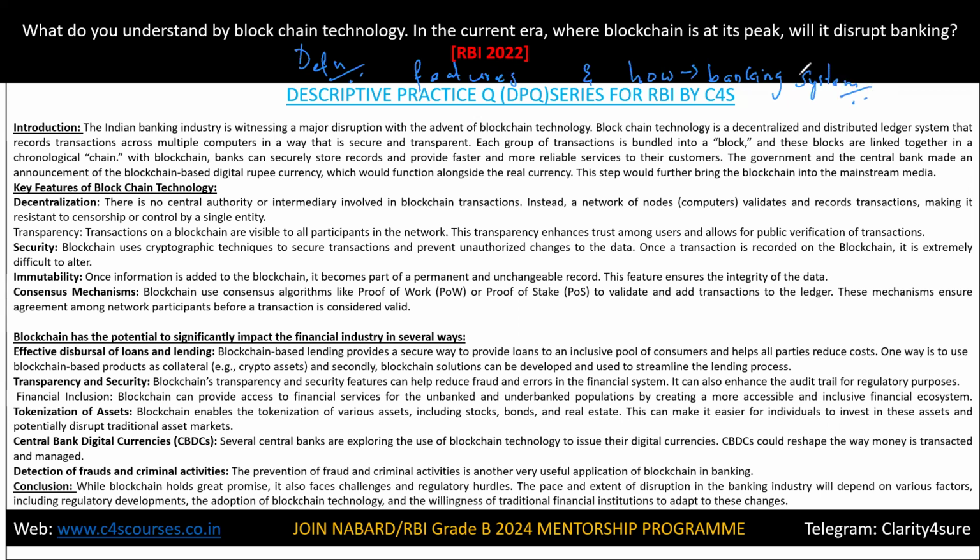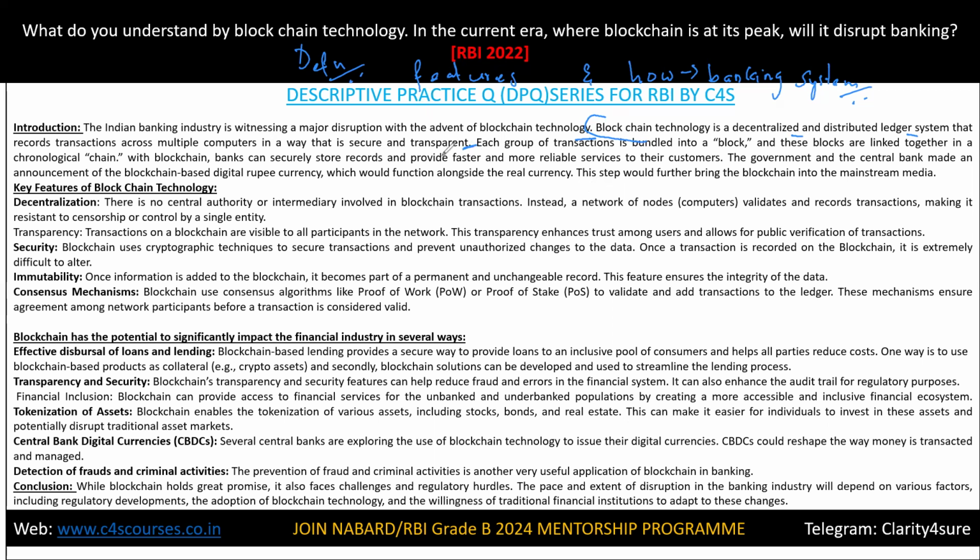In the introduction part, students, you can start like this. How the Indian banking industry is as of now. Major disruptions with the advent of blockchain technology. The Indian banking industry is witnessing a major disruption with the advent of blockchain technology. And then you can start with the blockchain technology definition. It is a decentralized, distributed ledger system that records transactions across multiple computers in a way that is secure and transparent. This is the correct definition, students.